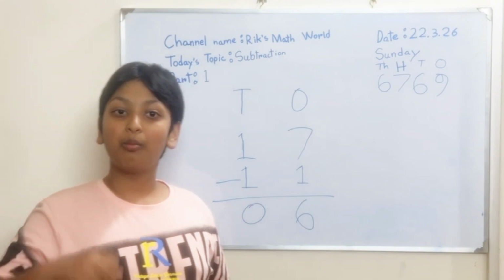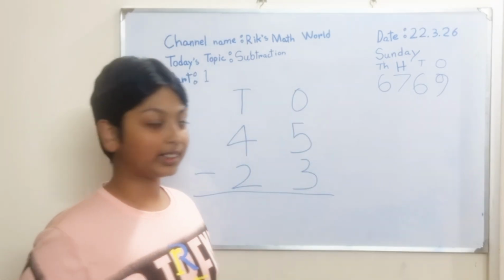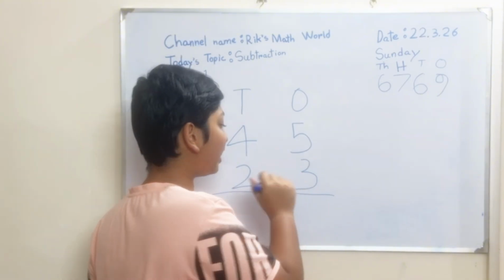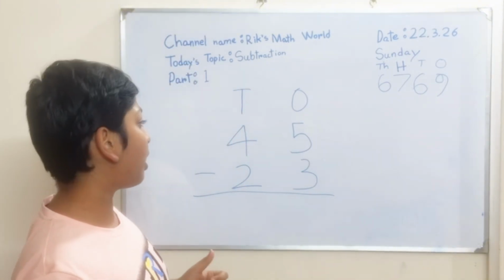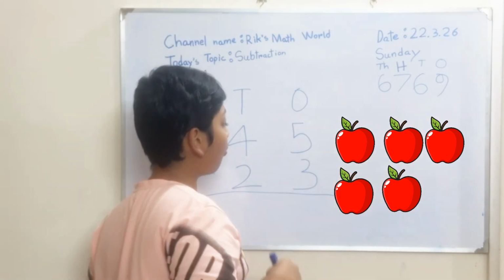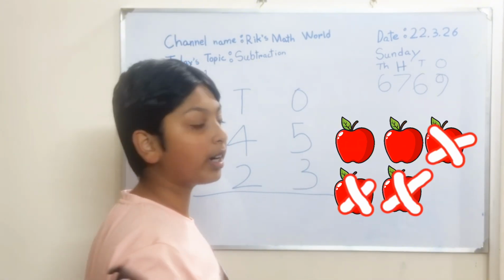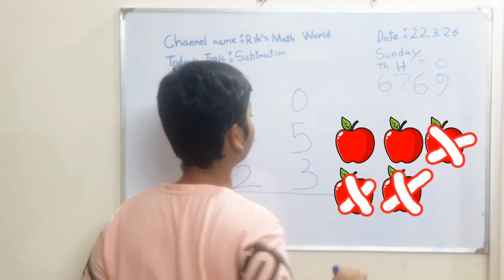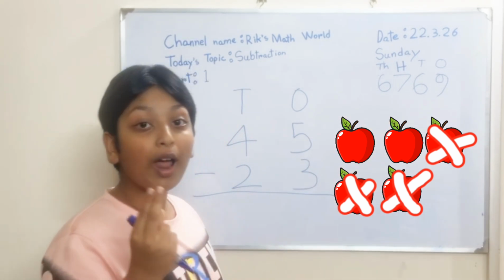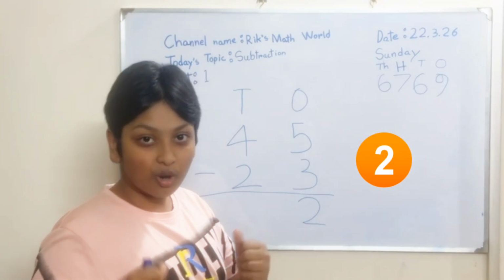Now I will give you more examples of 2-digit subtractions. Now you can see in the first place it is written 5 minus 3. So think that you have 5 apples, and you want to give 3 of them to your friend. So you give 3 of the apples to your friend. Now how many remain? 1, 2. 2 apples are remaining. So the answer of ones place is 2, right?